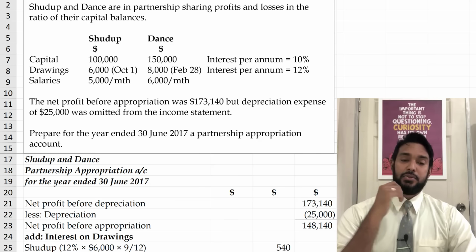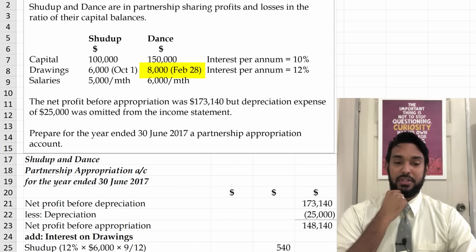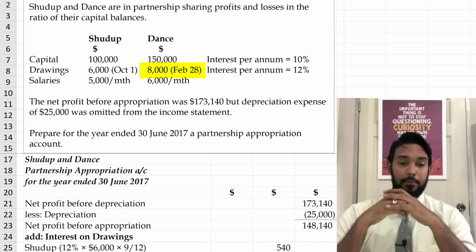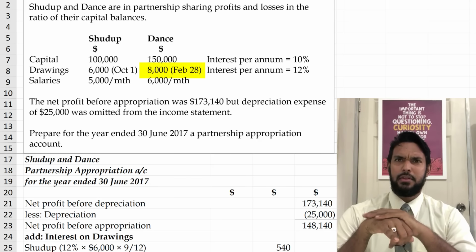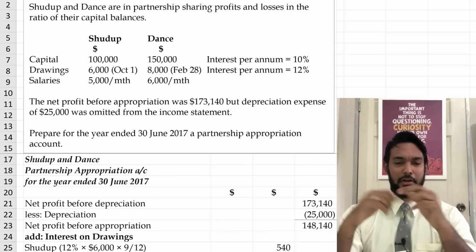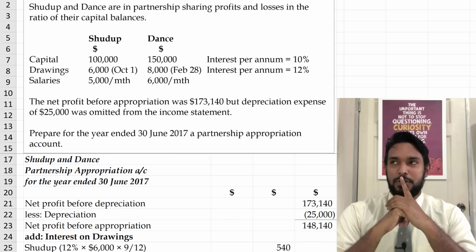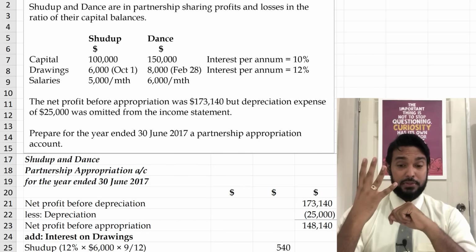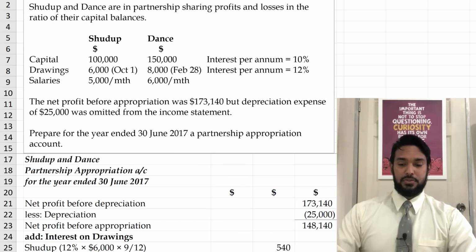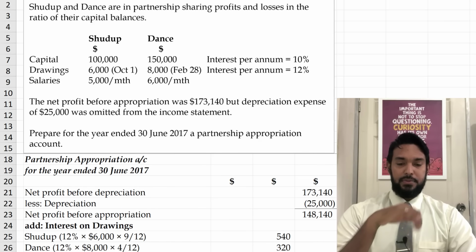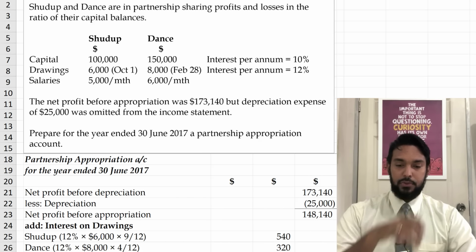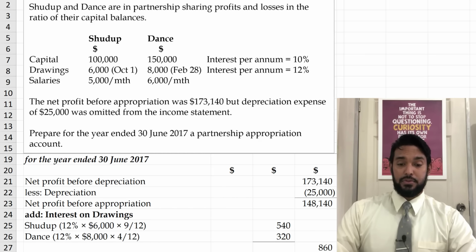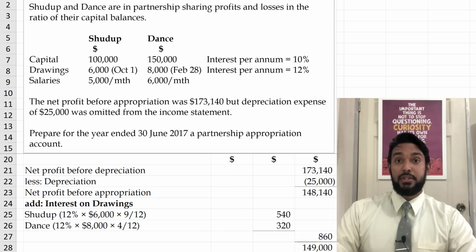What about Dance? Dance took his or her drawings out on the 28th of February, so the whole of February was gone. Actually, I think February had the 29th in 2016, but let's not get overly technical. So you can't count February. So March, April, May, June, that's 4 months. So it'll be 12% of 8,000 by 4 out of 12, which is 320. 540 and 320 is 860. So we're going to get 149,000 before appropriation. So now we can do our simple appropriation.